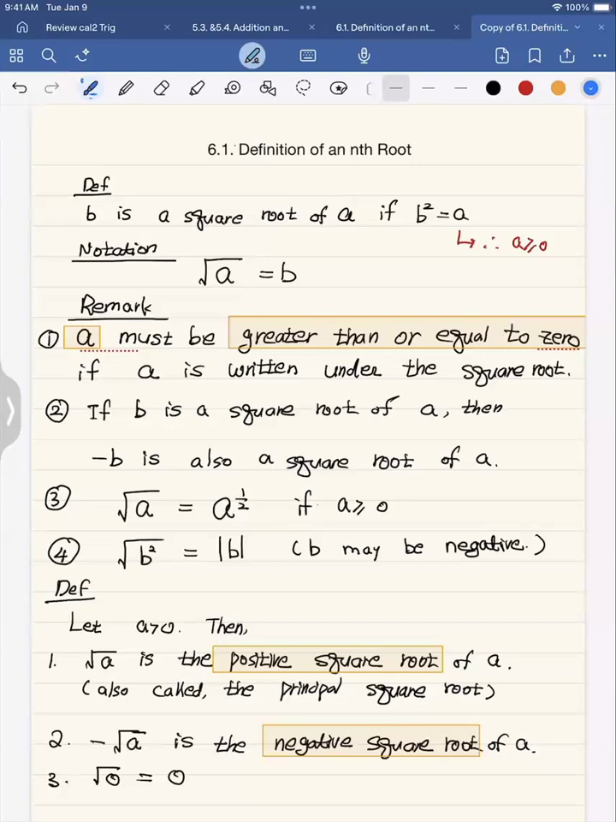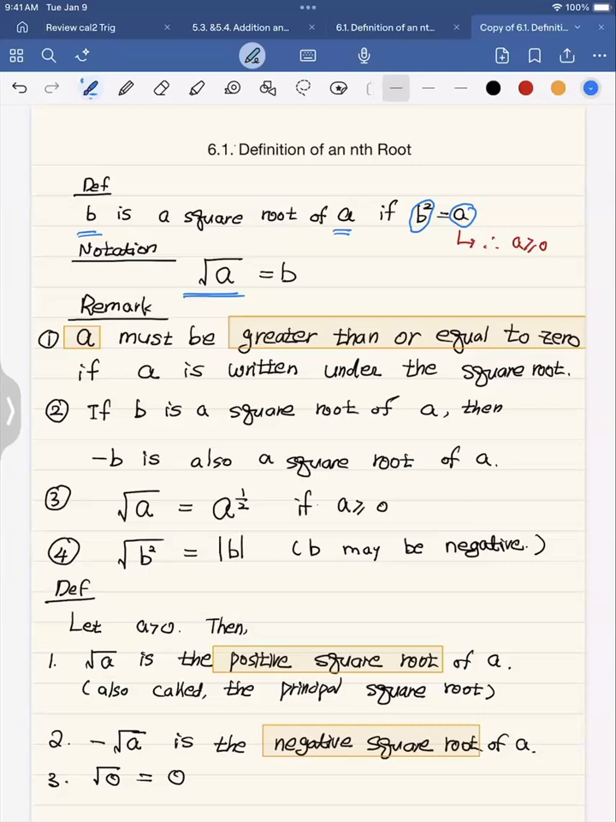In this section, we want to learn about the definition of nth root. Let's start with the square root of a. When the number b is a square root of a, that means when we square the number b, we get an a. The notation looks like this, and we read it as square root of a equals b. As I said, b is a square root of a.